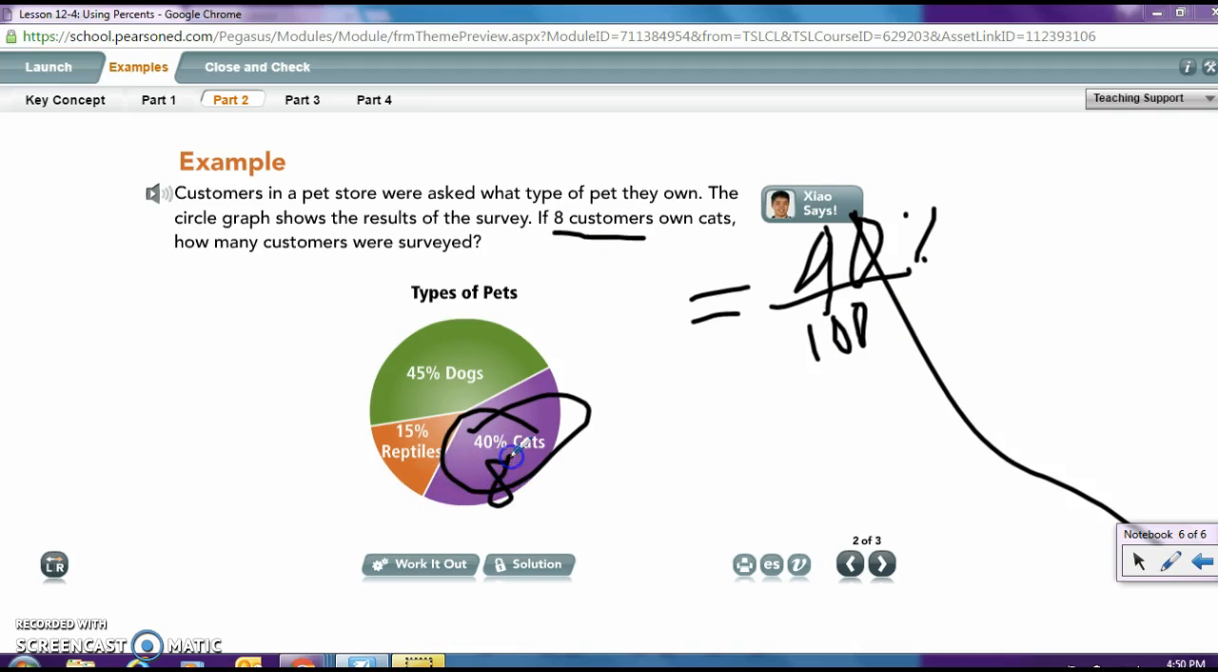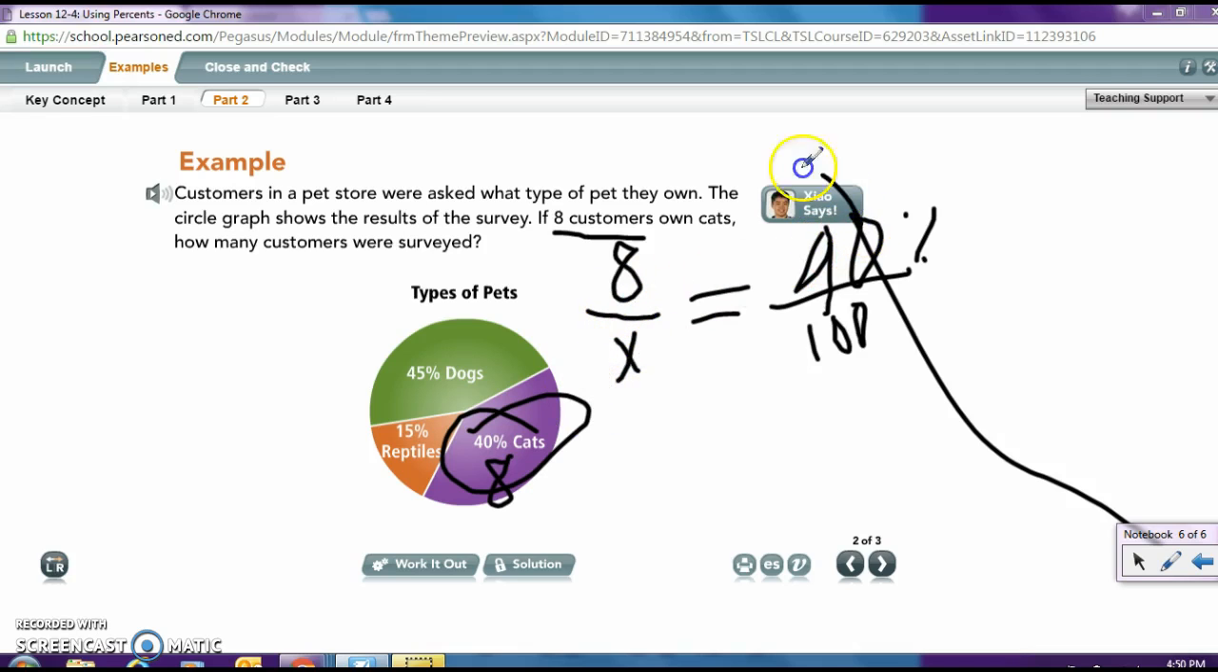If 8 customers own cats, since this is 8, is this going to be my part or my whole? Well, it's only my part, because I have a whole circle here. There are some people who have dogs. There are some people that have reptiles, and I am not one of them. But that still isn't a whole. My 8 is not my whole. It's going to have to be my part, or my is. So I know that there's still a whole here somewhere, and I need to solve for that.